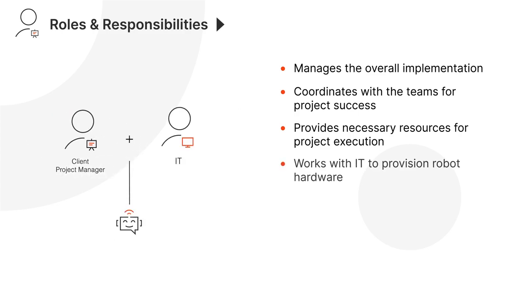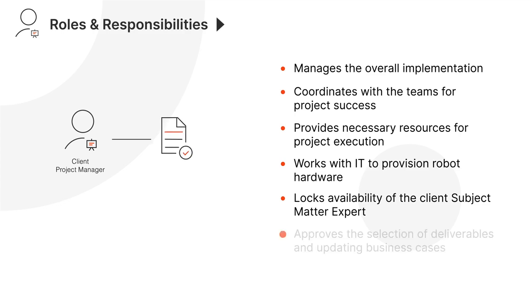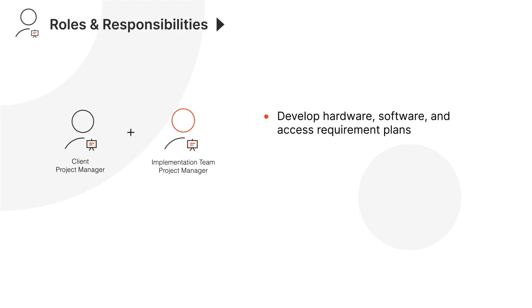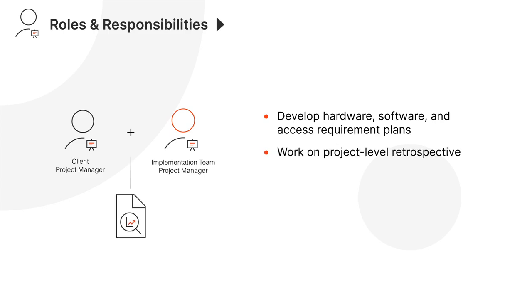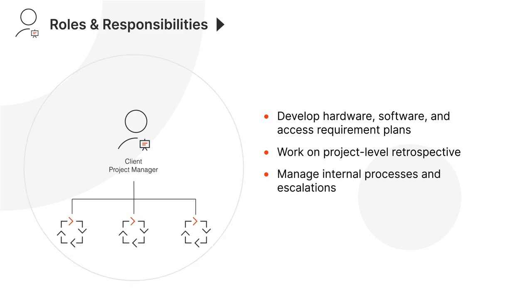This includes working with IT to provision robot hardware, locking the availability of the client's subject matter expert, and offering access to the relevant software. Among their key tasks are approving the list of deliverables and updating business cases. Client project managers also collaborate with the implementation team project managers to develop hardware, software, and access requirement plans. They also work together on the project level retrospective. Client project managers are responsible for managing internal processes and escalations necessary to maintain budgets, timelines, and deliverables.